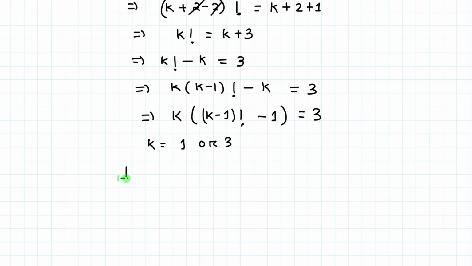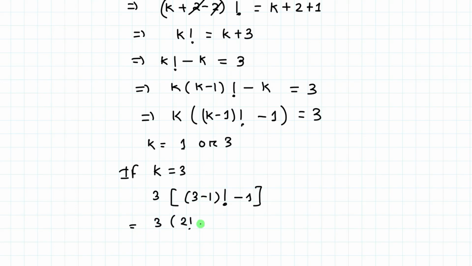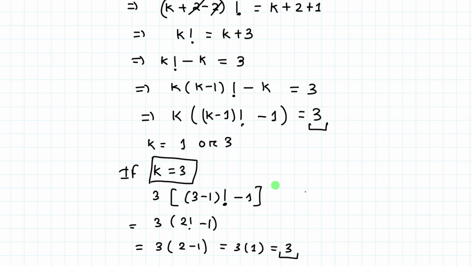Now let's check if k equals 3. We'll put the value of k as 3: 3 multiplied by 3 minus 1 factorial minus 1. Here 3 minus 1 is 2 factorial minus 1. This equals 3 multiplied by 2 factorial, which is 2, minus 1, which equals 3 multiplied by 1, which is 3. So we are getting the value 3, which equals the right hand side of this equation. So k equals 3 is the value of our constant.